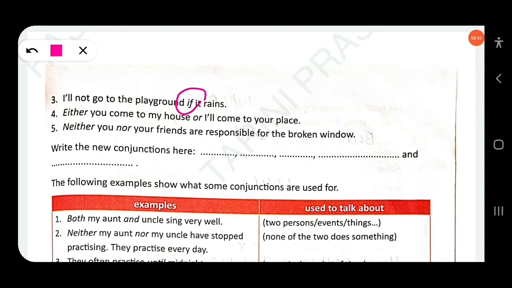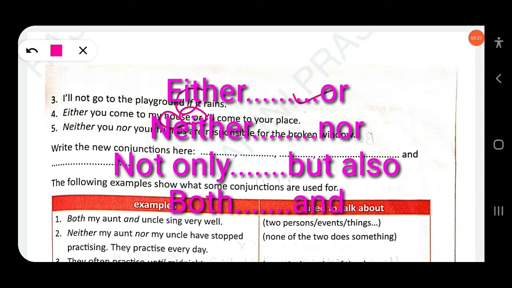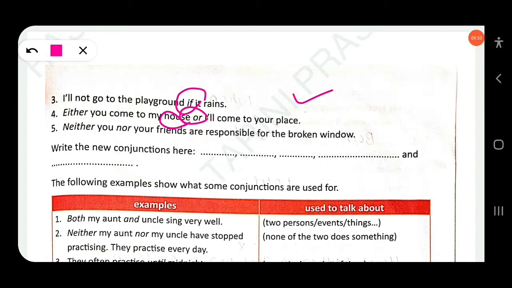Either you come to my house or I will come to your place. So here is choice. That means either or, this is a coordinating conjunction. Either or, neither nor, not only but also, both and. Here either or are used to show choice.